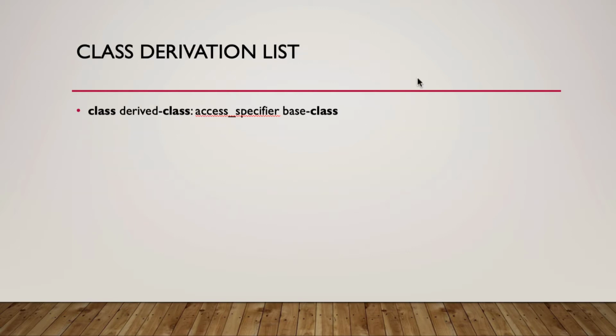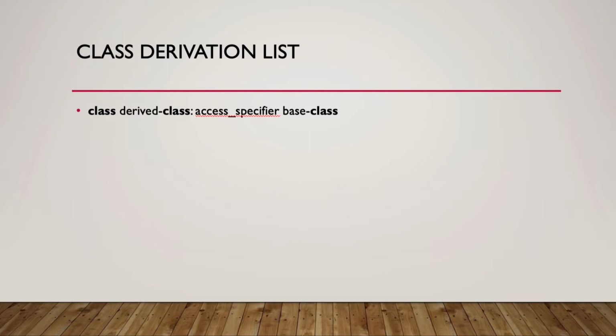The class derivation list is defined like what you see. So: class, name of the derived class, access specifier, and the base class. In this case, the access specifier could be public, protected, or private. And base class is the name of a previously defined class that you are deriving from. If the access specifier is not used, then it is private by default.